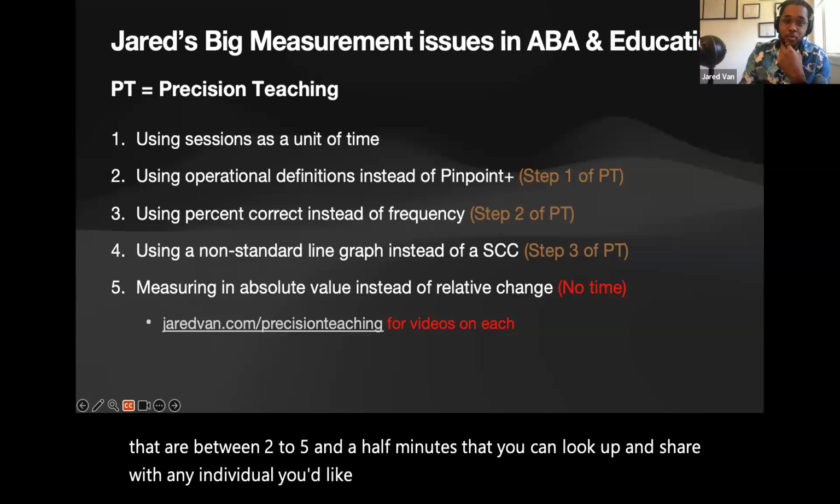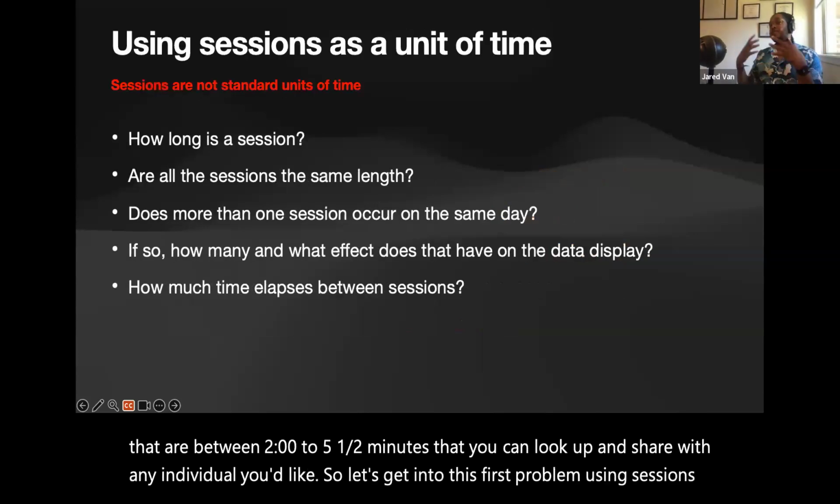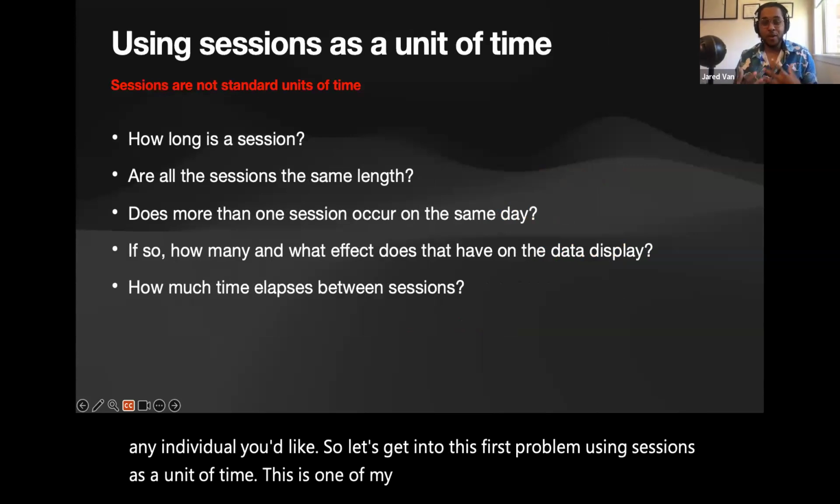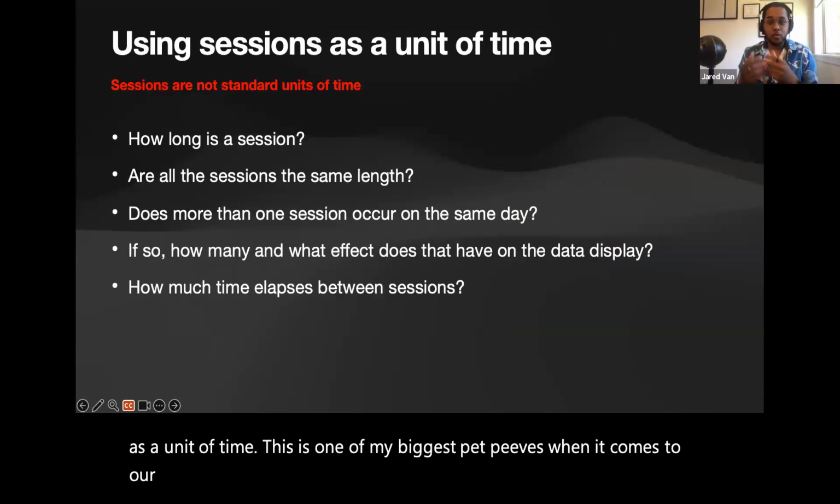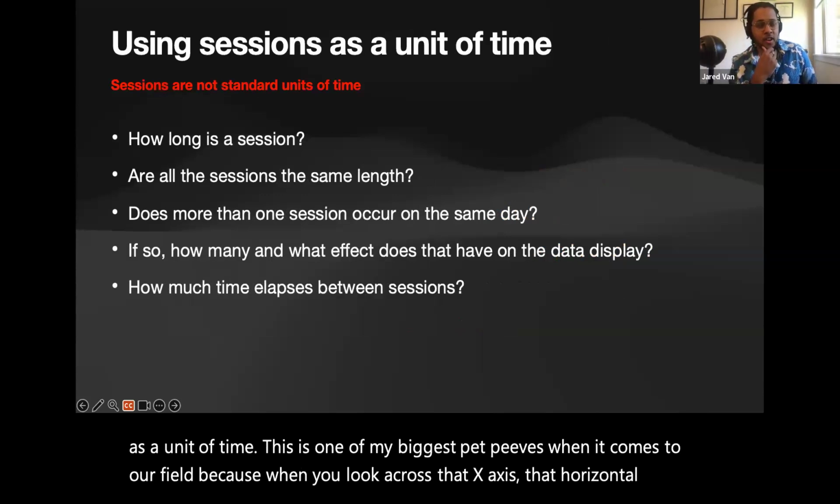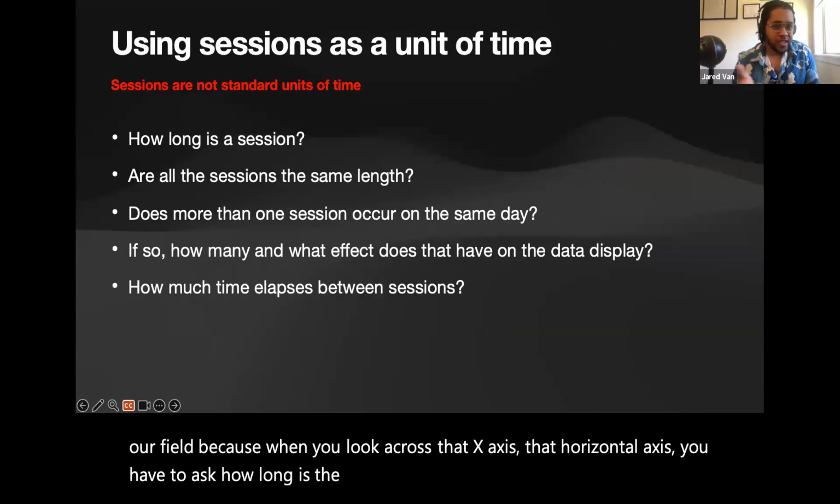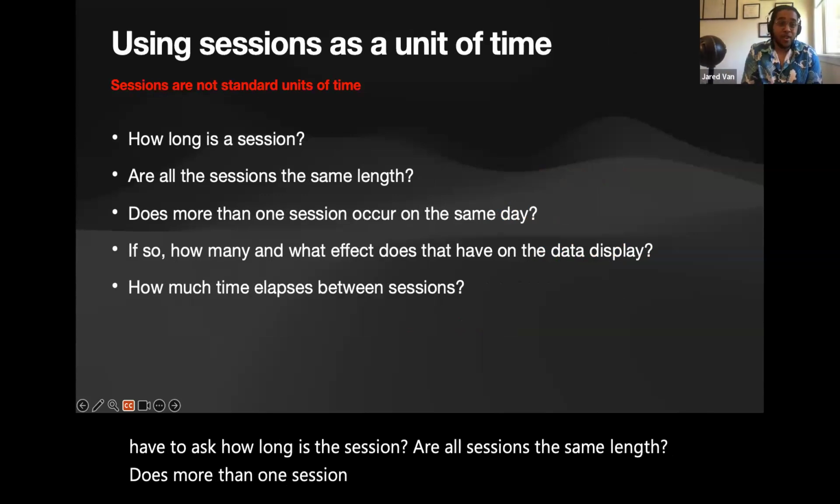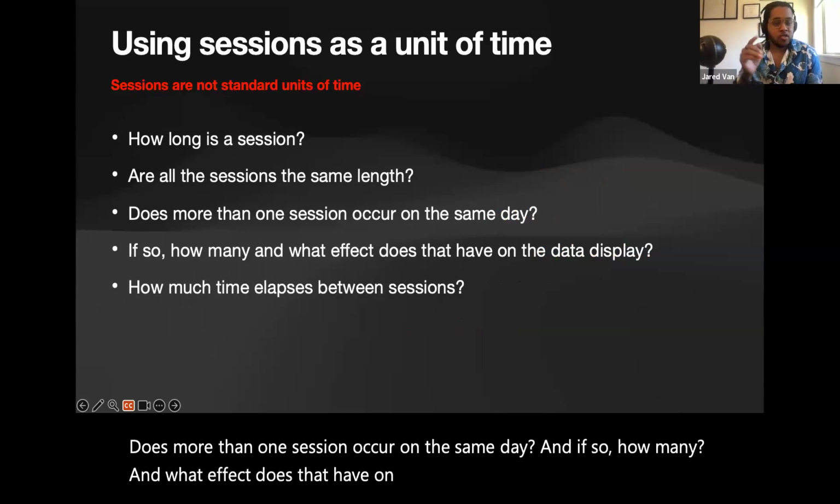So let's get into this first problem, using sessions as a unit of time. This is one of my biggest pet peeves when it comes to our field, because when you look across that x-axis, that horizontal axis, you have to ask, how long is a session? Are all sessions the same length? Does more than one session occur on the same day? And if so, how many, and what effect does that have on the data display? Also, how much time elapses between each session?